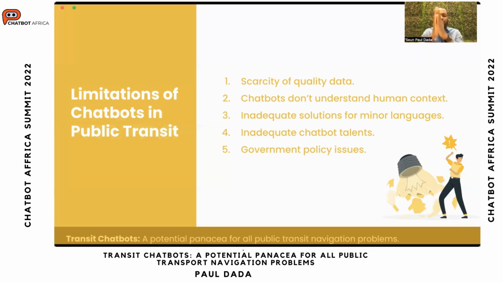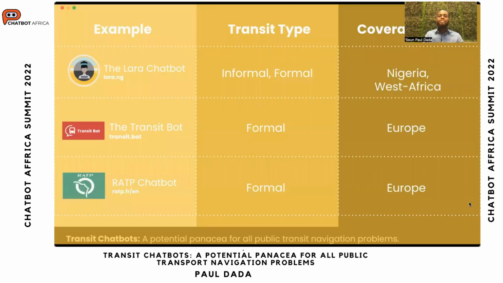The fifth is government policy issues. There are a number of policies that are stifling the growth of anything inventive or innovative in a lot of African countries. Now, here are some examples of public transit chatbots.